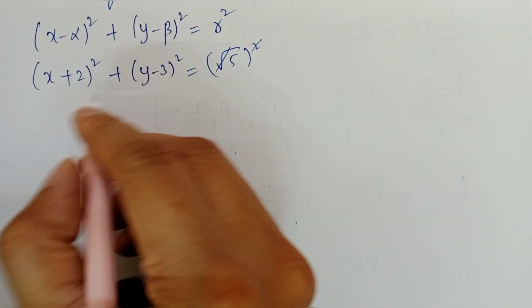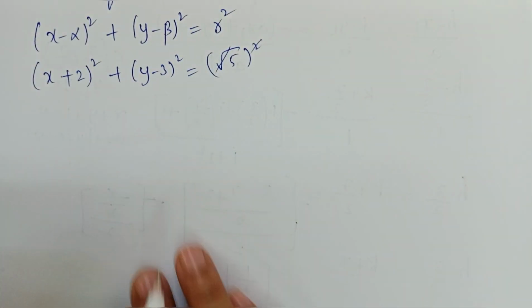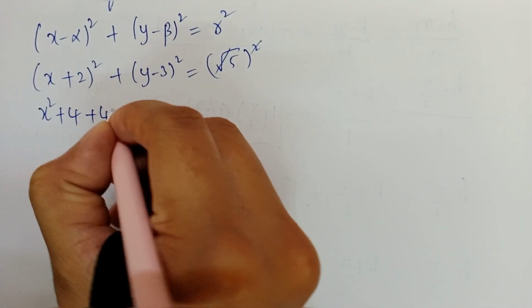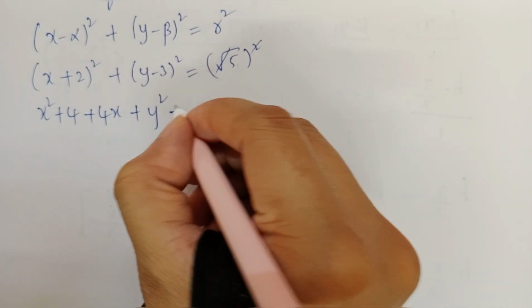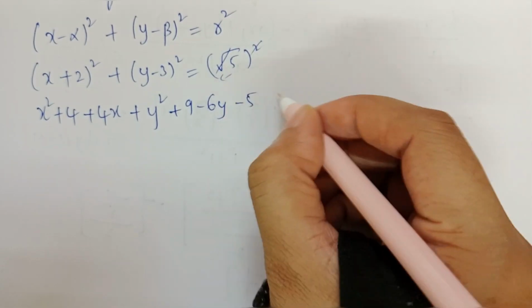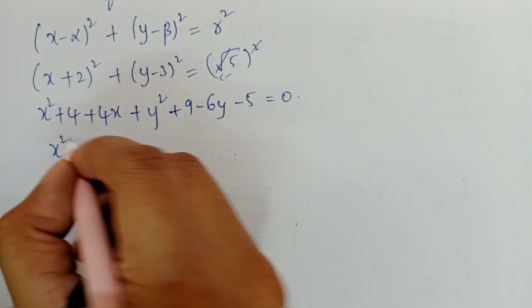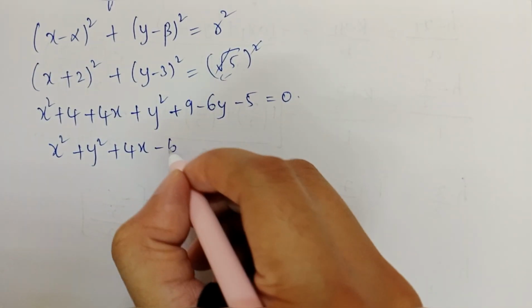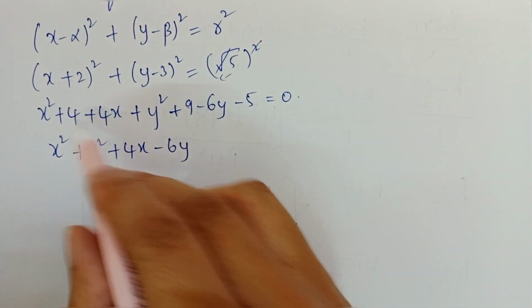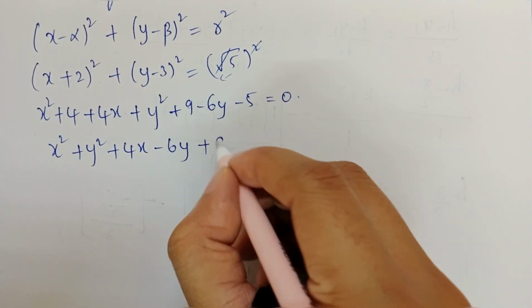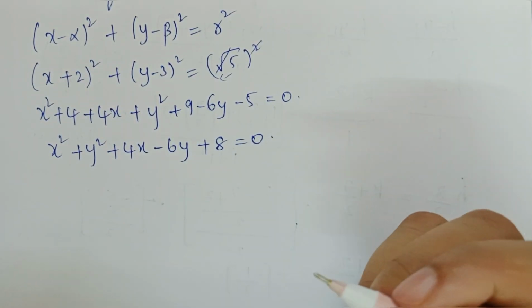Applying the a plus b formula here and a minus b formula here, we'll get x square plus 4 plus 4x, plus y square plus 9 minus 6y, and 5 comes over here, so it is minus 5 equal to 0. So it is x square plus y square plus 4x minus 6y, 9 plus 4, and again the minus 5 will be plus 8 equals 0. This is our answer.